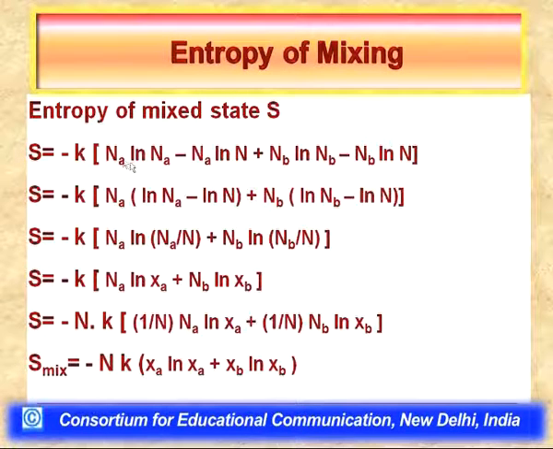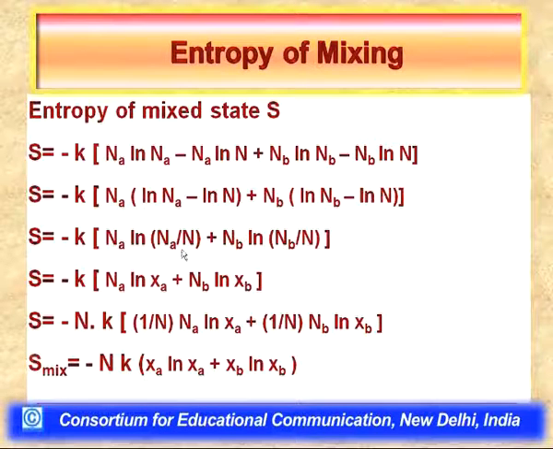What we will get? Na ln Na minus Na ln N, we can take Na common. So as I said, Na times ln Na minus ln N, then plus Nb common, then ln Nb minus ln N. Now, what we need to do? What is this? Log A minus log B equal to log A by B. So ln Na minus ln N equal to ln Na by N.